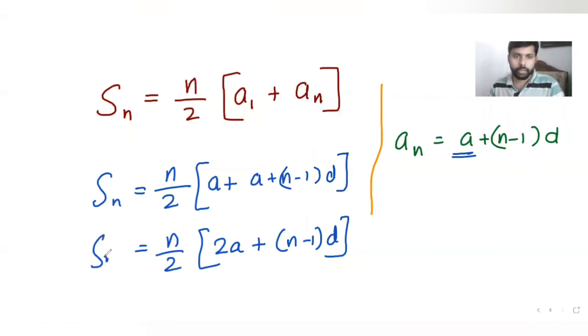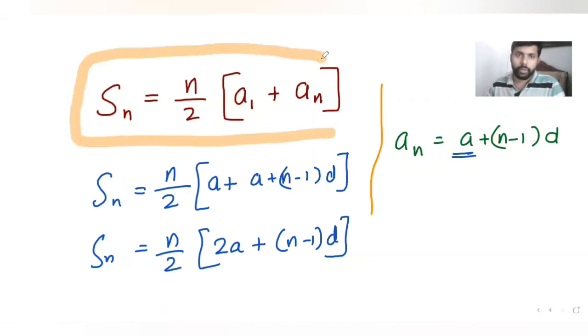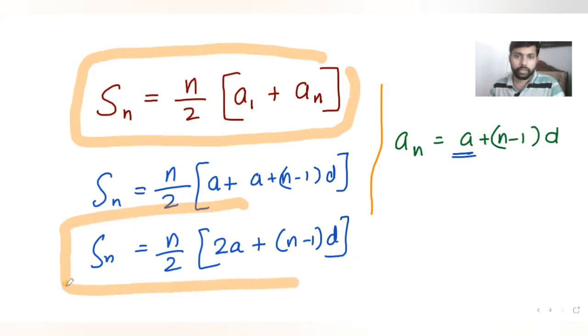So we have two equations. These are the two equations which we can use to find the sum of n terms of an arithmetic progression.